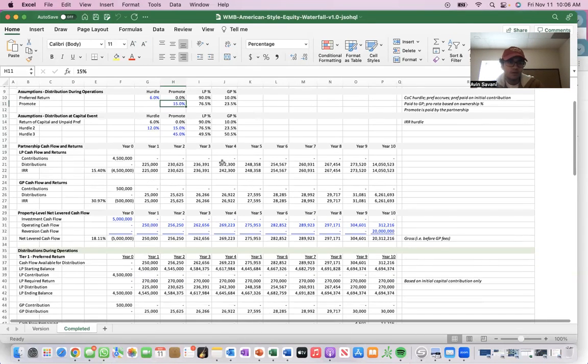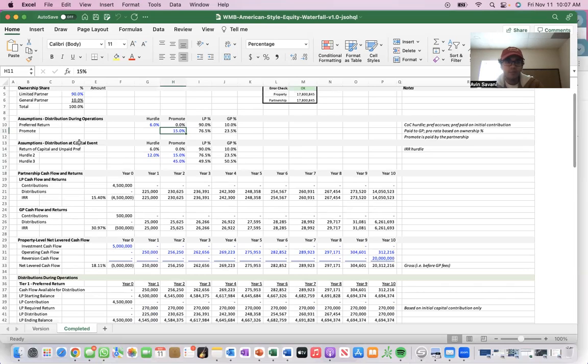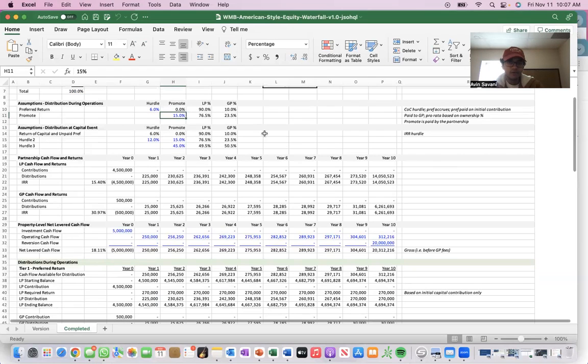For the distribution of a capital event, you're going to have the return of capital, so that's going to come first. If it's a capital event, then you're going to want to do the internal rate of return hurdle. If it's operations, then you're going to do cash on cash, because internal rate of return includes more bottom line cash flows, I would say. It's the optimal net cash flow that you're getting, and then you're calculating the internal rate of return as a subject of that. So if it's a capital event, then you're going to do IRR.